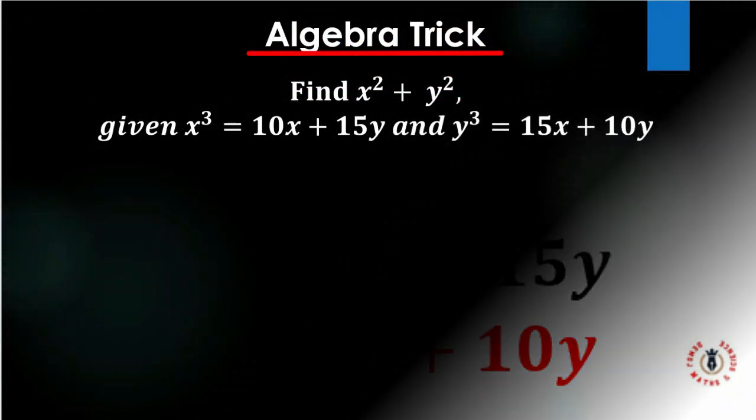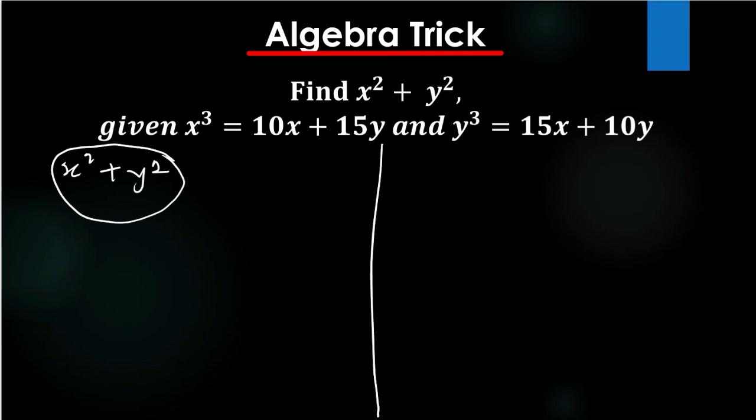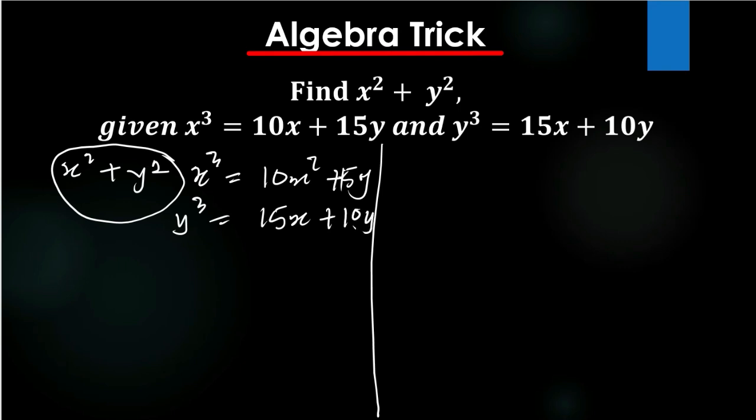The question wants us to find x squared plus y squared. But I want us to keep this first. We have an expression for x raised to power 3. x raised to power 3 is equal to 10x plus 15y. At the same time, y raised to power 3 is the same thing as 15x plus 10y.